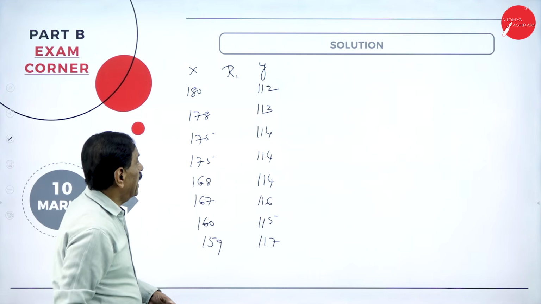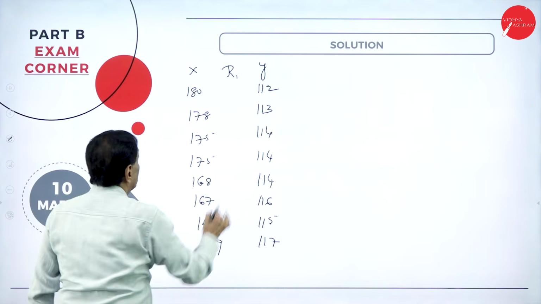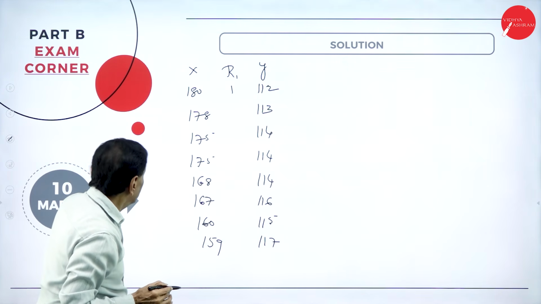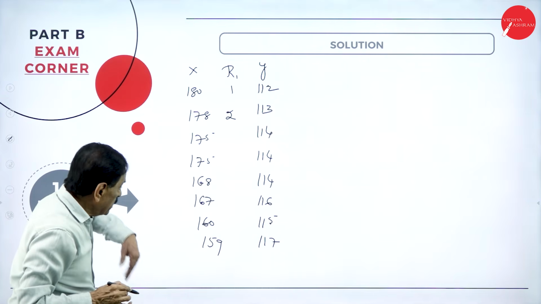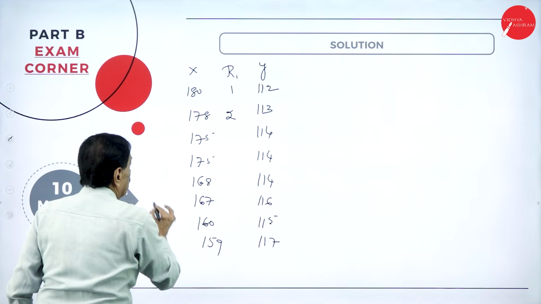So how to do it when the ranks are repeated? Which is the highest one? See that 180 is the first rank. What is the next highest? 178 is the second rank. What is the next highest? 175. So there are two numbers here.